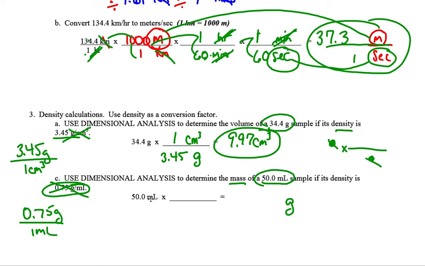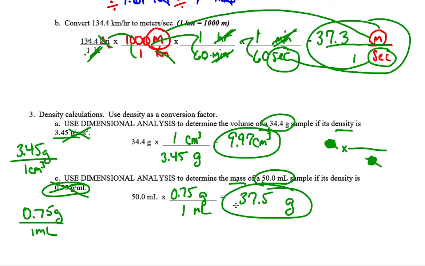Now I want milliliters to cancel. Just like if I have a ball here and I want a ball to cancel, I put it there. If I have milliliters and I want milliliters to cancel, I put it there. I want to find out grams. I don't want that to cancel, so I put that on top. And I look at my numbers. 0.75 goes with grams. The 1 goes with the milliliters. And that's it. 50 times 0.75. And you come out with 37.5 grams. And there's your answer for the mass for that problem.